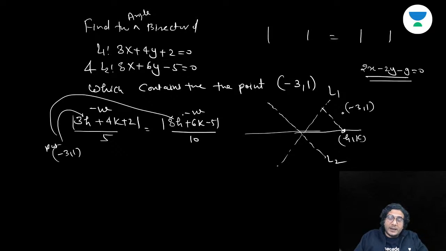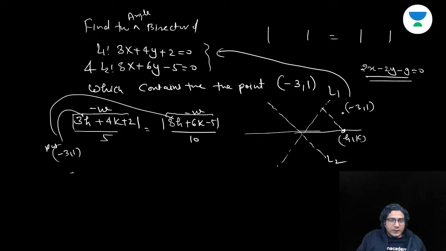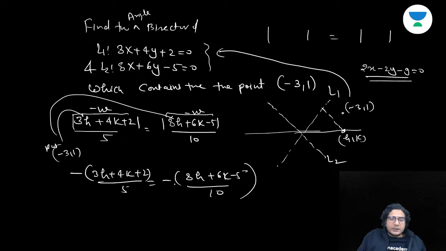That means if (-3, 1) is giving negative values in these two lines, then (h, k) will also give negative signs. So these two expressions are negative, and if these two expressions are negative, then we remove the mod with a negative sign. So (3h + 4k + 2)/5 = -(8h + 6k - 5)/10. Actually we have taken the bisector with positive sign, right? Negative negative will get cancelled. So that is the answer.